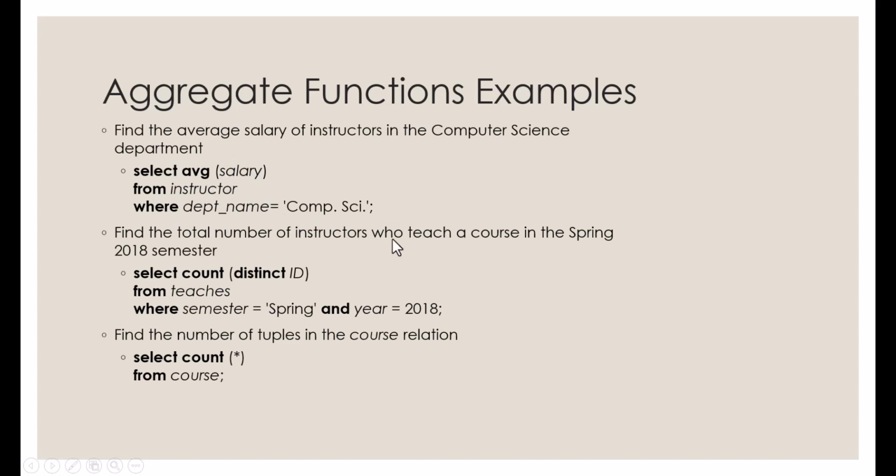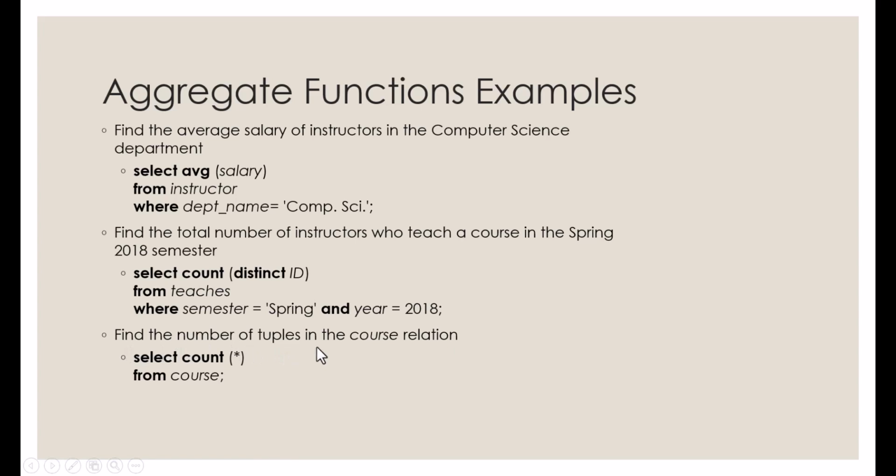Number 2, we want to find the total number of instructors who teach a course in the spring of 2018 semester. Here, make sure that you are counting the distinct ID. So select count, distinct ID from teaches, where semester is equal to spring and year is equal to 2018. If you did not have the distinct ID here, it's probably going to count the same professor's ID more than once, which would not be accurate. We want the distinct number of instructors, so make sure you have distinct here. A very common mistake is not to have it.